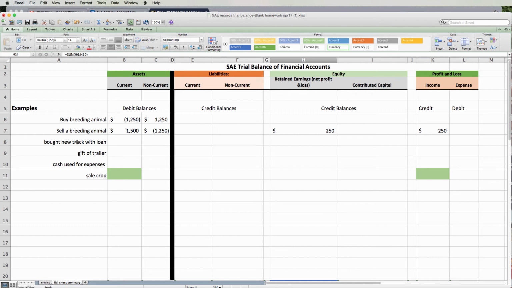Like, I sold a breeding animal. The record system will know how much you have in her, what's the value. So then it's going to ask you what you sell her for. So it's going to know that that's a profit. And it's going to place these entries for you by answering simple questions.